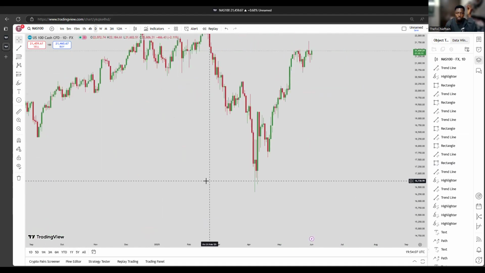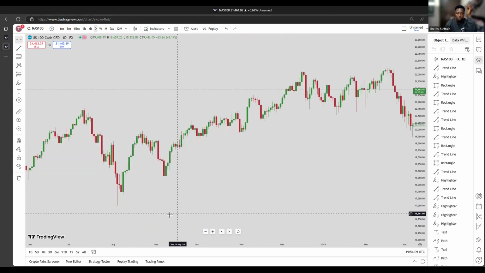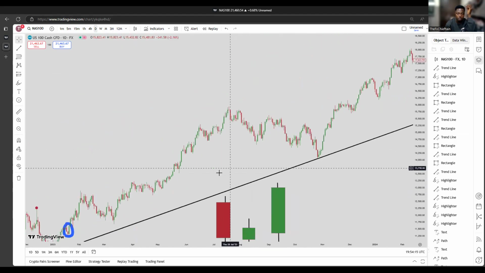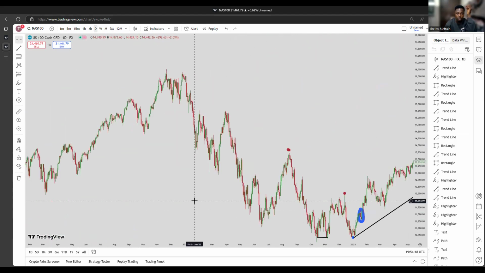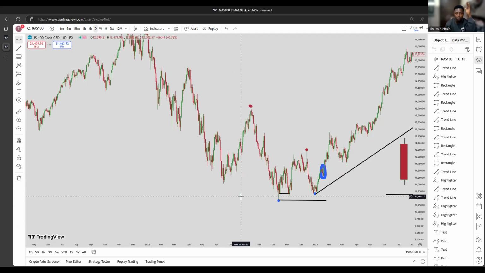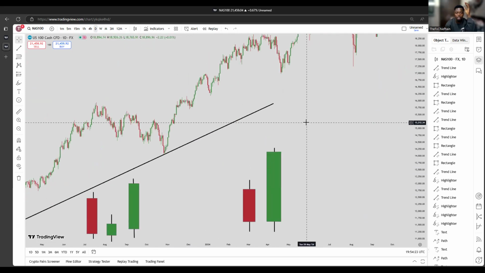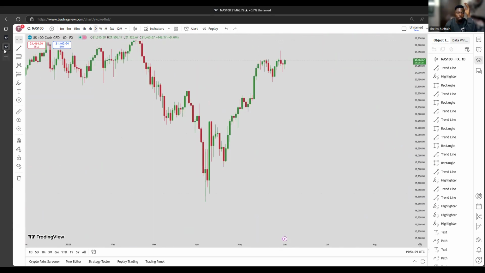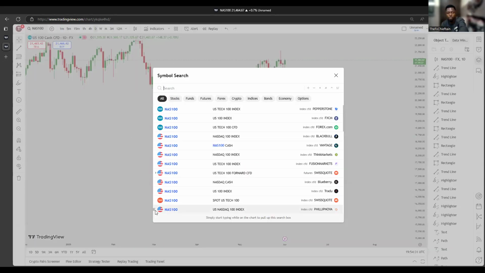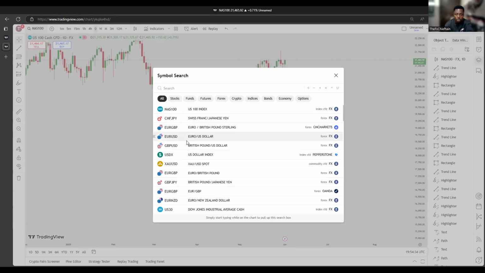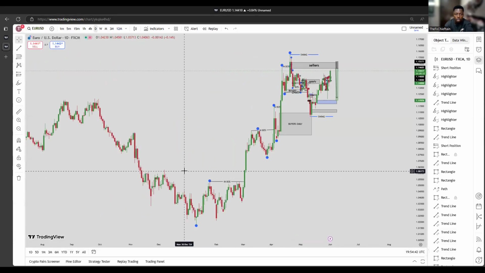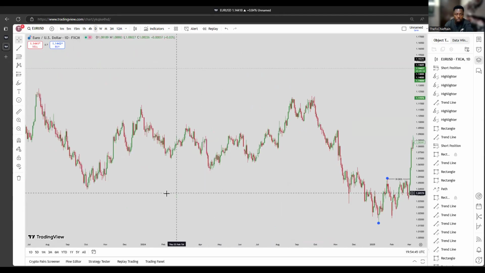Okay, let's look for a ranging market. Can we spot a ranging market here? This particular pair is what I call a trending market. I like this asset, it's always trending. Hardly would you see a range, but let's go to another asset class to find the range. The euro dollar and the GBP British pound do justice to that. Okay, let's see the euro dollar and spot some range here.